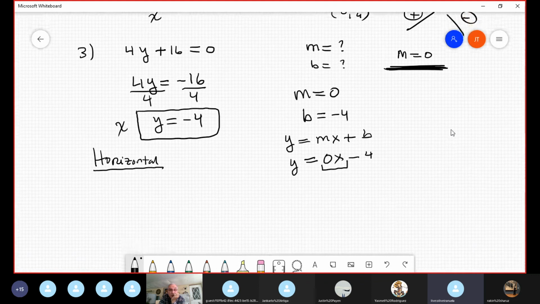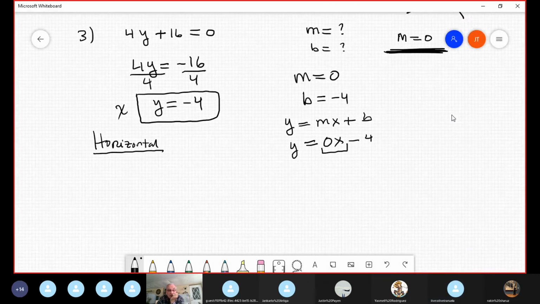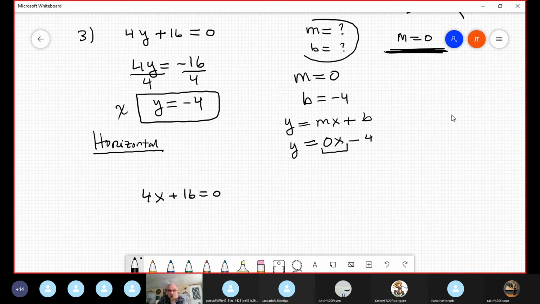Let me create for you one typical vertical example. So suppose 4x plus 16 equals 0. And they ask me again the same question: M and B. So in this case, Y is missing. If Y is missing, immediately I realize that it is a vertical line. Vertical line, I know by memory that the slope is undefined.